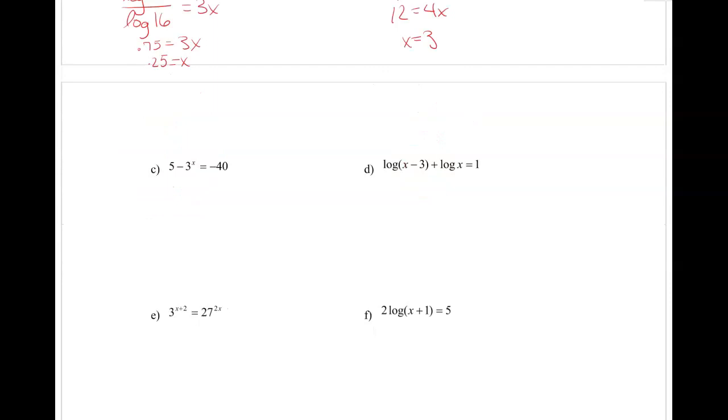Alright, then the next one we've got 5 minus 3 to the x is equal to negative 40. So I want to get that 3 to the x completely by itself first.